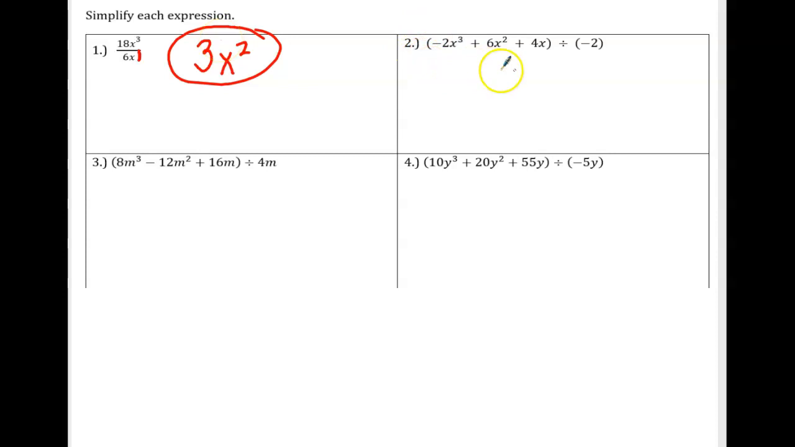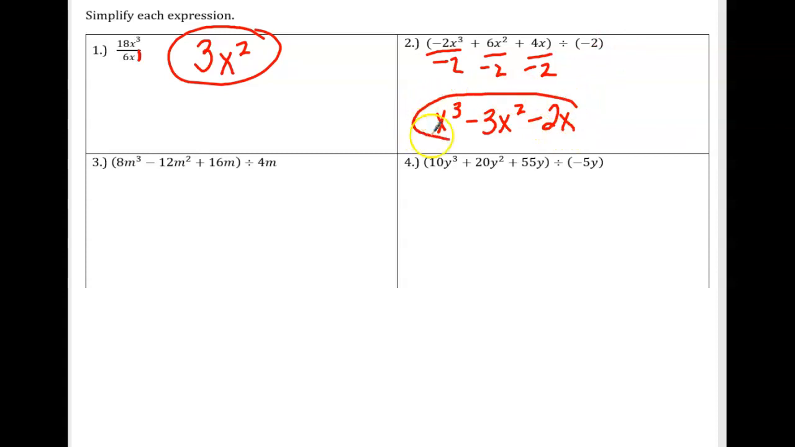All right, number 2, we're going to divide each term by -2, so I'm actually going to write it out. I'm going to put each term, I'm going to divide by -2. And then I'm going to treat them individually. -2 divided by -2 is 1, so we're just left with x to the third power for that first term. 6 divided by 2 is a -3, and we would be left with x squared. And 4x divided by 2 would be a -2x, and that would be our answer.